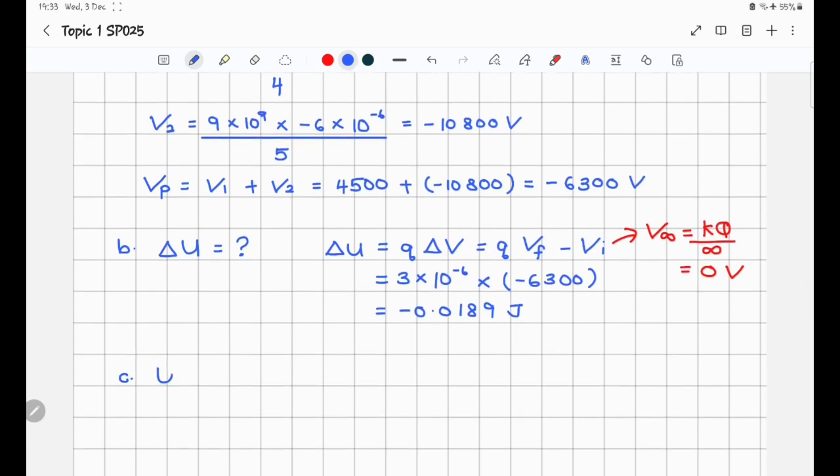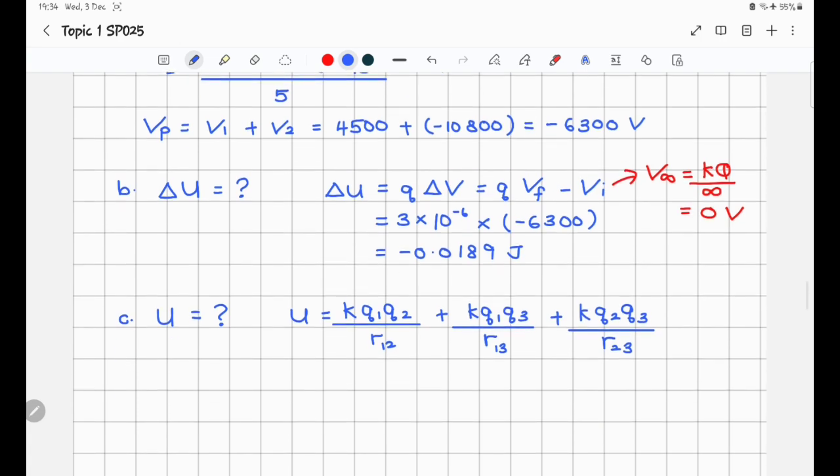Lastly, now charge 3, which is 3 microcoulomb, is at point P, where it has been moved. So we want to find what is the U of the system. For this question, we can use equation number 8. Since there are now 3 charges in our system, we can apply this equation to calculate the total potential energy for all the charges that are in our system.